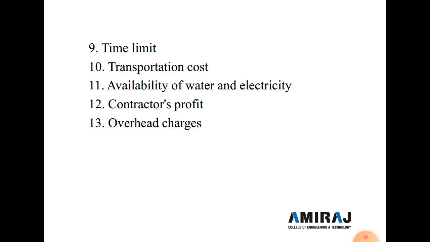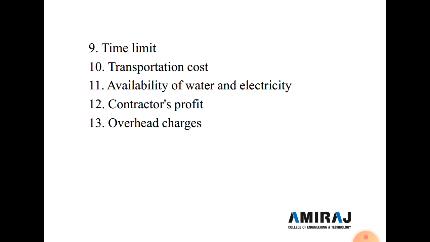So overall construction cost is increased, because electric bill and water charges are included in the overall cost of the construction. And 12th is the contractor profit. So usually the percentage of the profit of the contractor is 8 to 15%. And if it is more or less, the rate of the item will be accordingly affected.